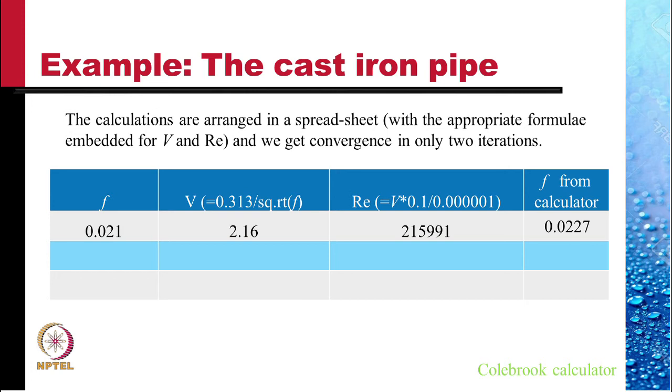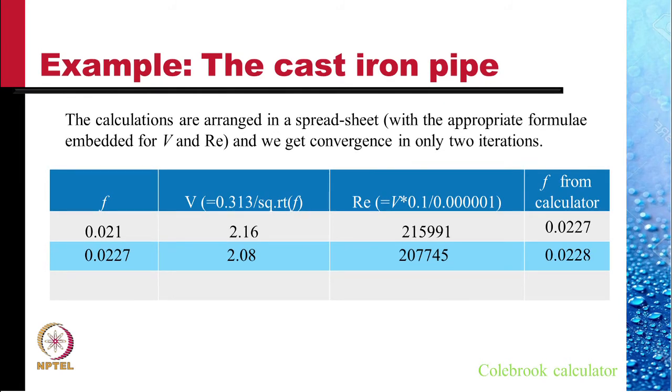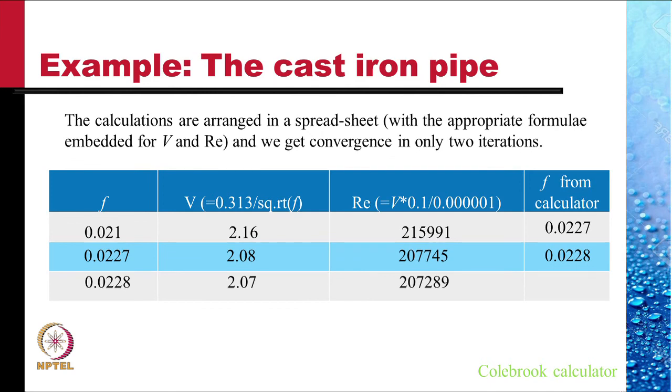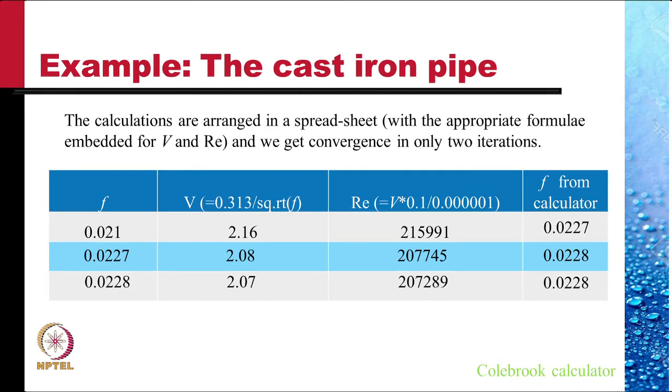The next round we start with this value 0.0227 and we get a value of V as 2.08 and the value of Reynolds number is 207745. And the value of f from this is slightly larger, 0.0228. And with this value, when you put in there, I get velocity as 2.07 and the Reynolds number as 207289, slightly lower, but the value of f is the same at 0.0228.